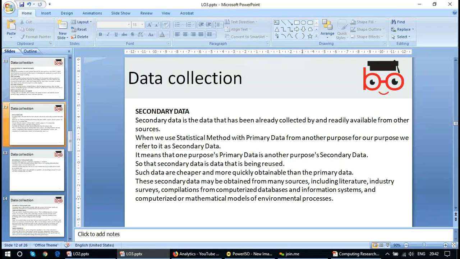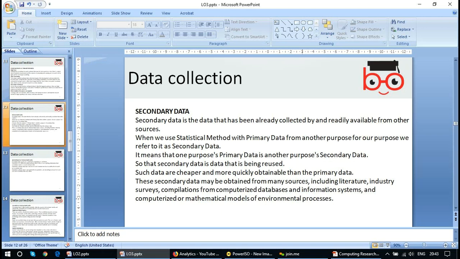Now the secondary data. The secondary data is the data that has been already collected by and readily available from other sources. A piece of cake, isn't it? When we use statistical methods with primary data from another purpose, for our purpose, we refer to it as secondary data.